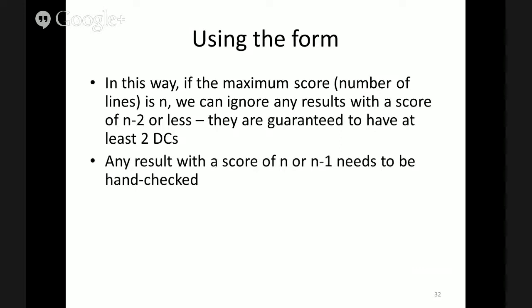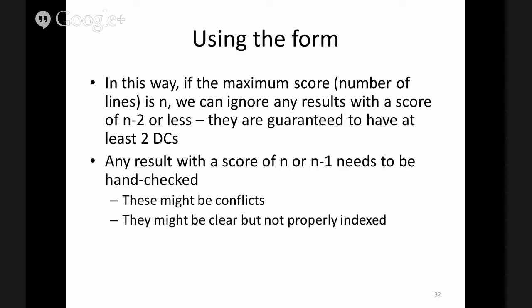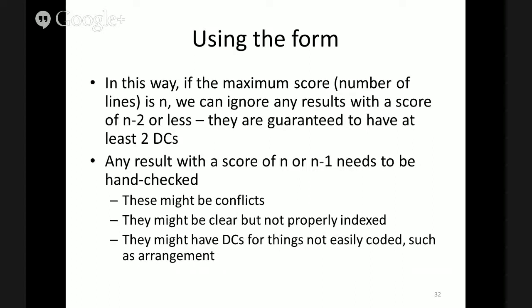Okay, so any results with n or n minus 1 have to be hand-checked. They might be conflicts. They might be clear but just not properly indexed. Or there might be DCs for things that don't code well. Arrangement does not code well. There's some coding for arrangement in the system. I recommend against using it. That's something to hand check. Arrangement is just too weird for the system to work. Arrangement, position, all those things, in fess and pale, in canton, two and one. The coding for that does not work right, and is mostly not there.